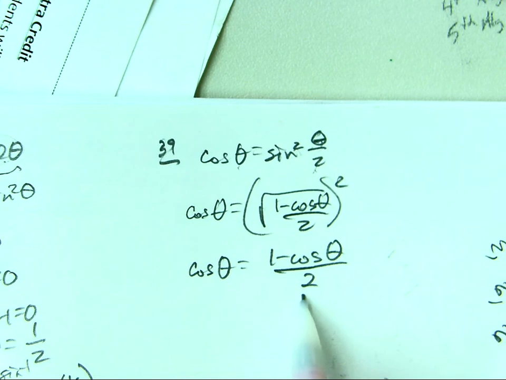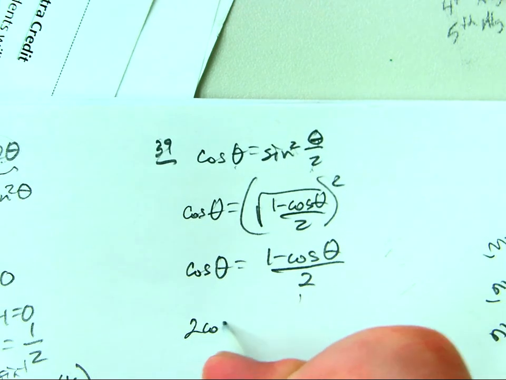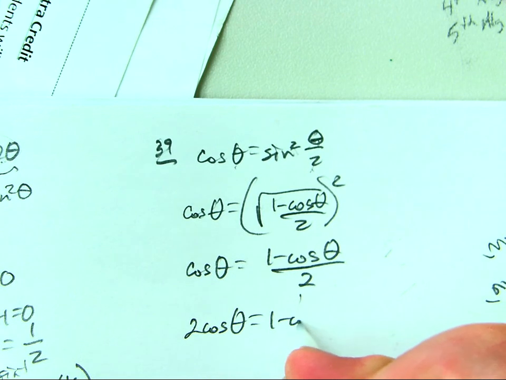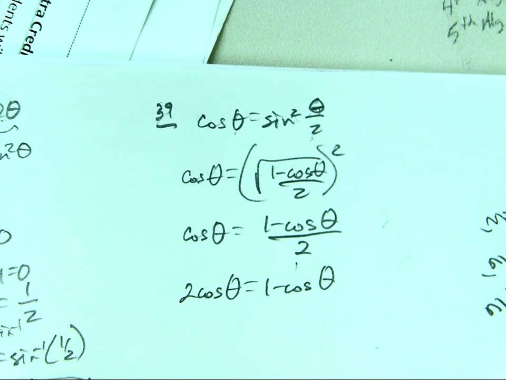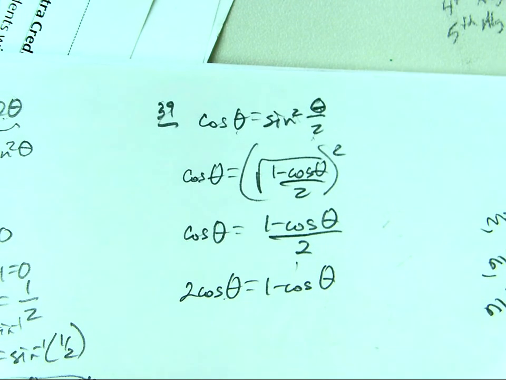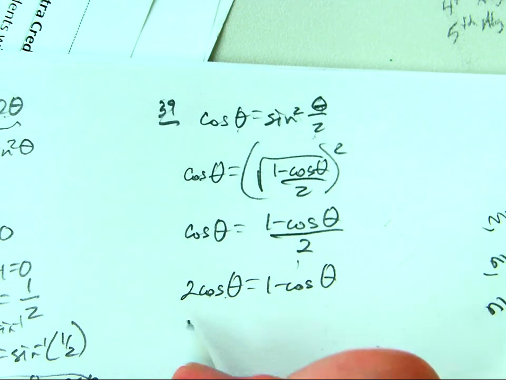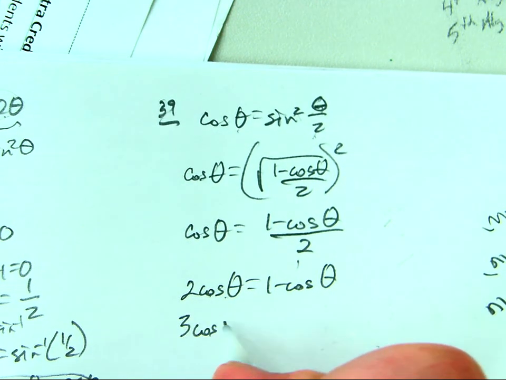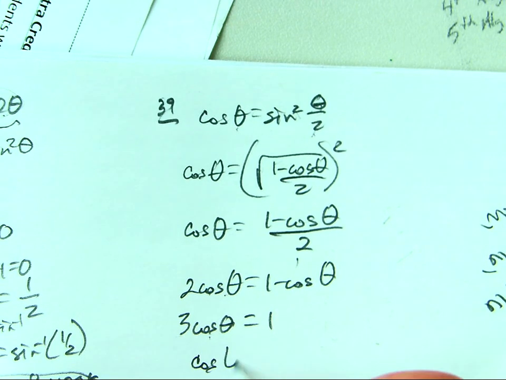Now we really don't like this fraction over here, so let's multiply everything by 2. That looks a whole lot simpler. But now I have a cosine theta on each side. Let's move those to one side. So let's add cosine theta over here. If we add 1 to 2, that gets 3 cosine theta. But now we're down to a single trig function, just cosine theta. So we want to isolate it. We divide by 3.